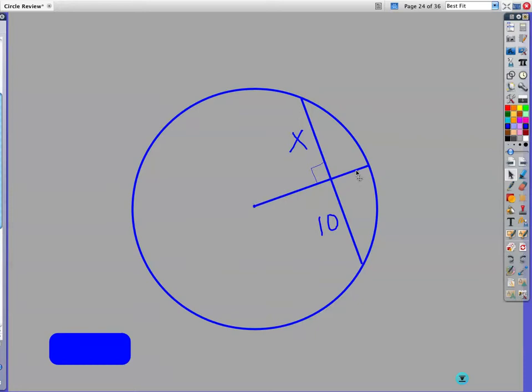Oh, look, it's a radius, and there is a perpendicular line. Your chord has been bisected, so your value of x should be 10.